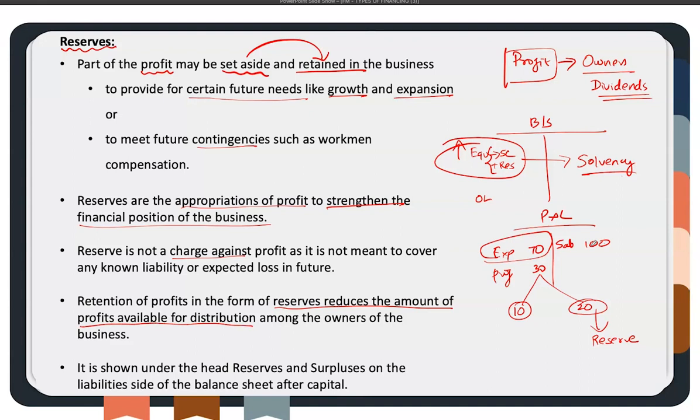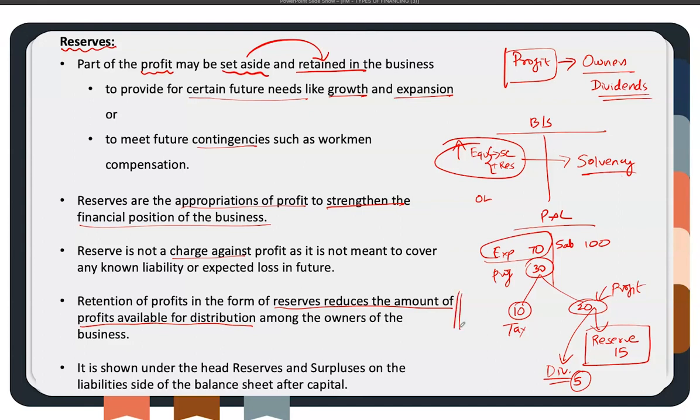Yes, look at the same example. There is a profit of 30. You pay 10 as tax, and now you have a balance profit of 20. And this balance profit of 20 can be used for reserve purpose, can also be used for distribution as dividend, right? So out of this 20, if I'm going to use 15 for reserve purpose, that is, if I'm going to retain 15, then only 5 is available for distribution as dividend.